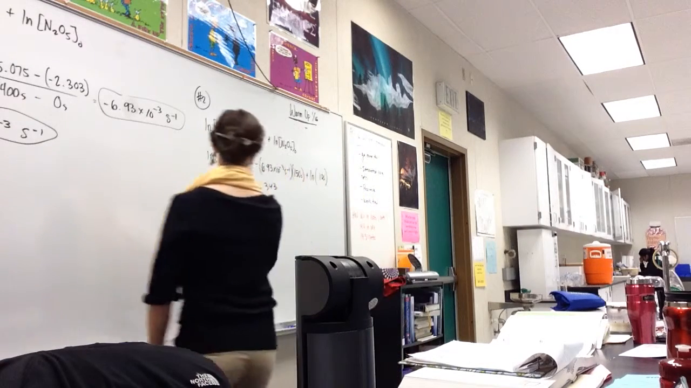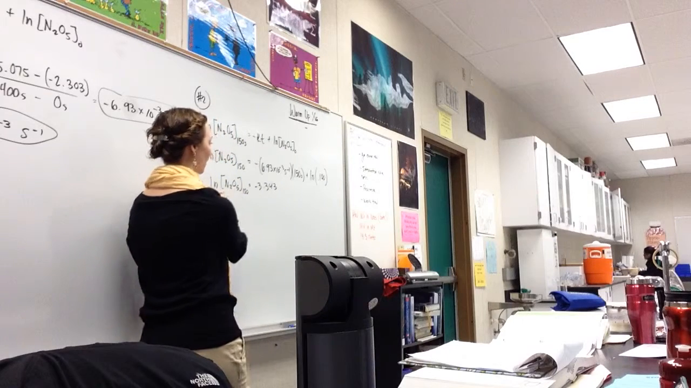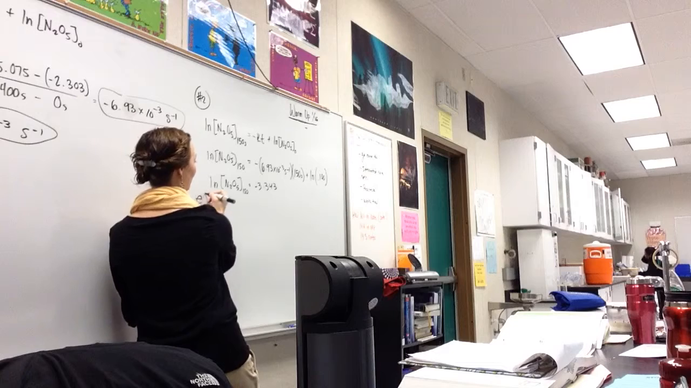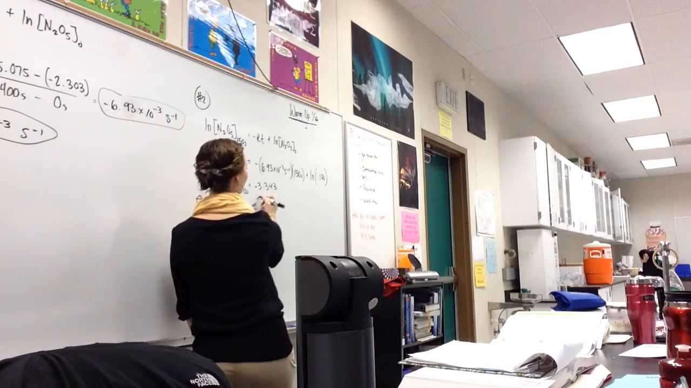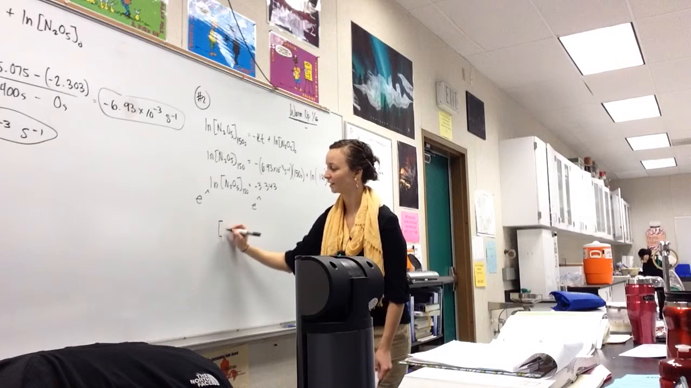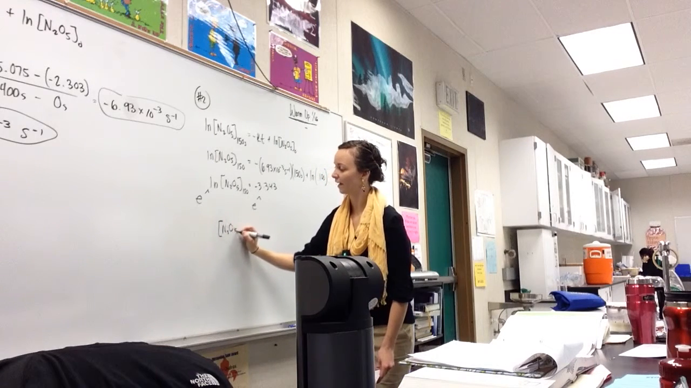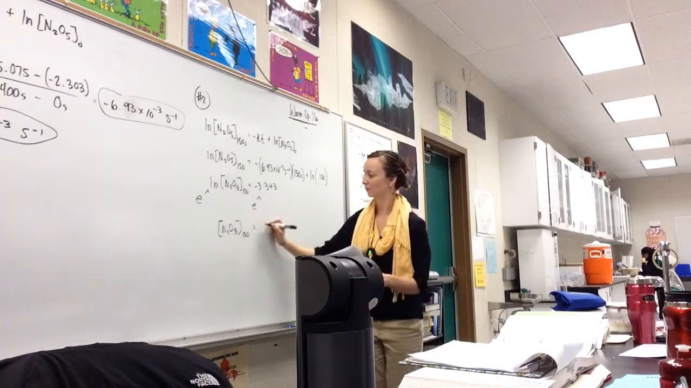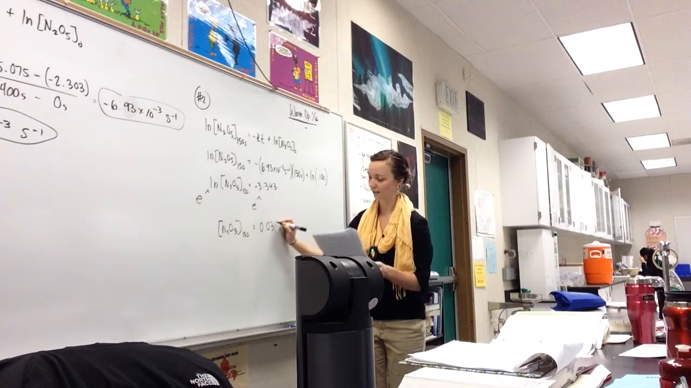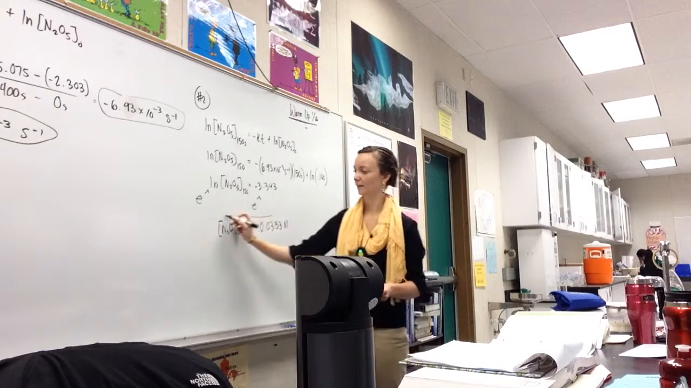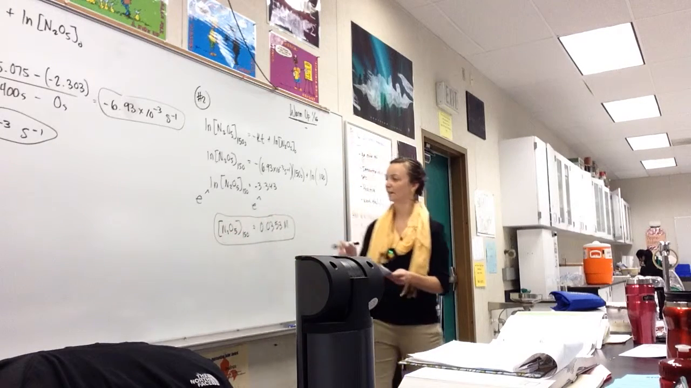Good. So to get rid of this natural log, because we want just this answer, we want to get rid of the natural log part. You do e to the power of both sides. Okay? And once you do that, you'll end up having the concentration of N2O5 at 150 seconds is equal to 0.0353 molar. And now we're done.